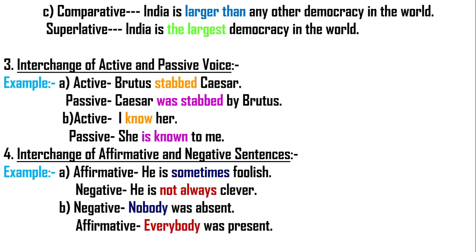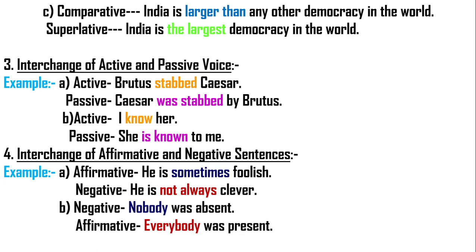The fourth type, children, is when we are interchanging affirmative, meaning positive, sentences into negative sentences. See the first example of the affirmative or the positive sentence. He is sometimes foolish. So when we are changing into negative, no or not has to be there. So sometimes also means not always. So how have I changed it? He is not always clever. He is sometimes foolish. He is not always clever.